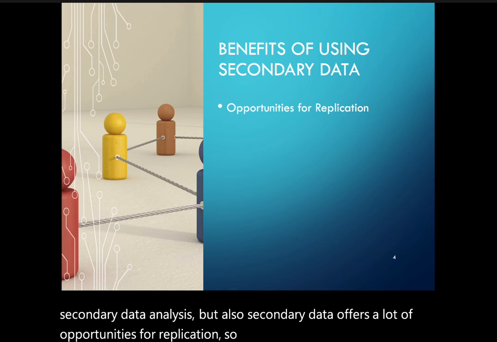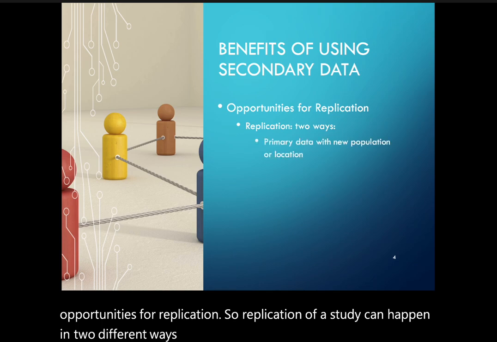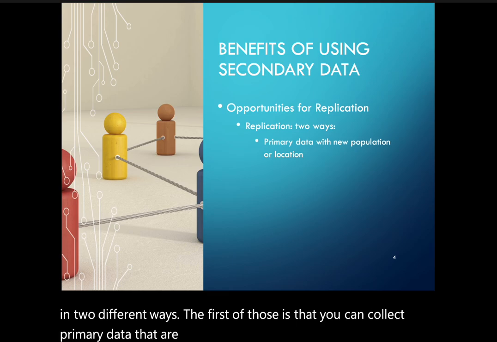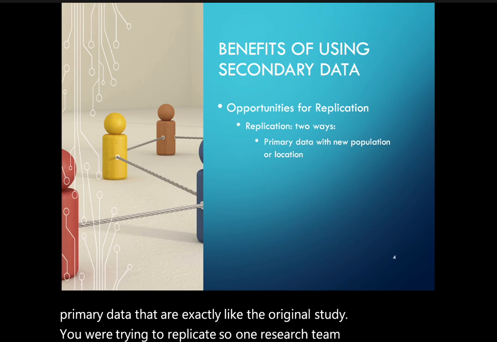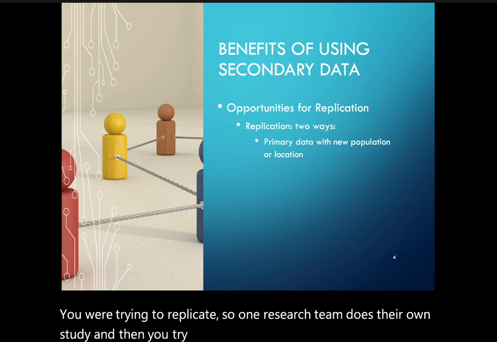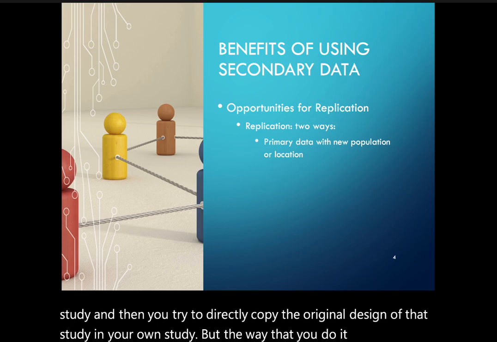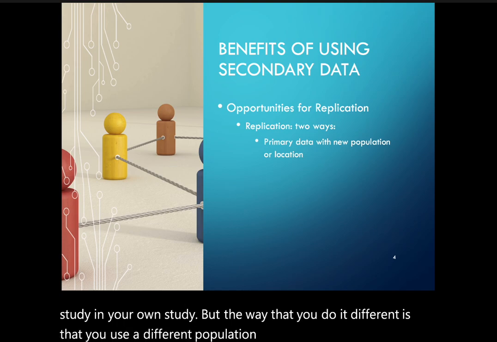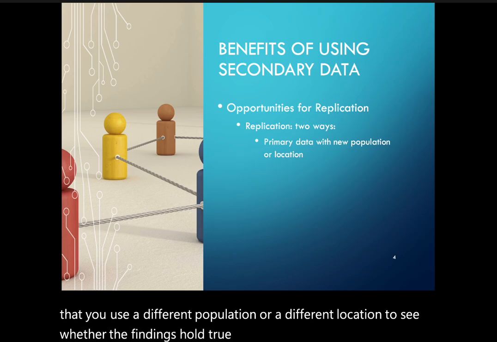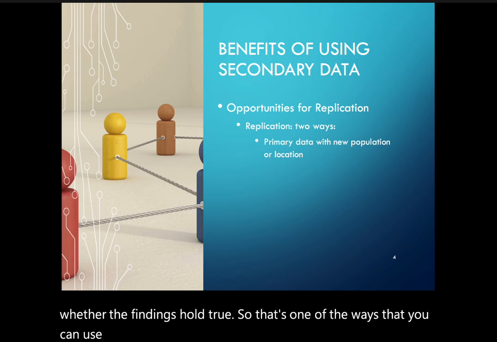So, replication of a study can happen in two different ways. The first of those is that you can collect primary data that are exactly like the original study that you were trying to replicate. So one research team does their own study, and then you try to directly copy the original design of that study in your own study. But the way that you do it different is that you use a different population or a different location to see whether the findings hold true. So that's one of the ways that you can use replication.